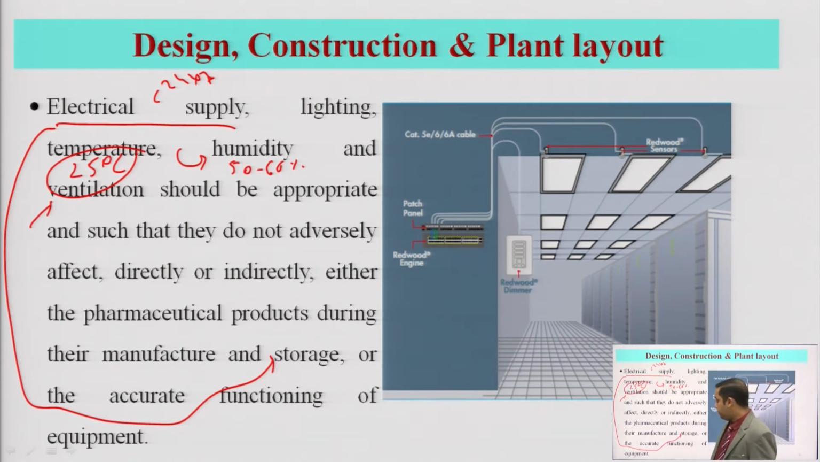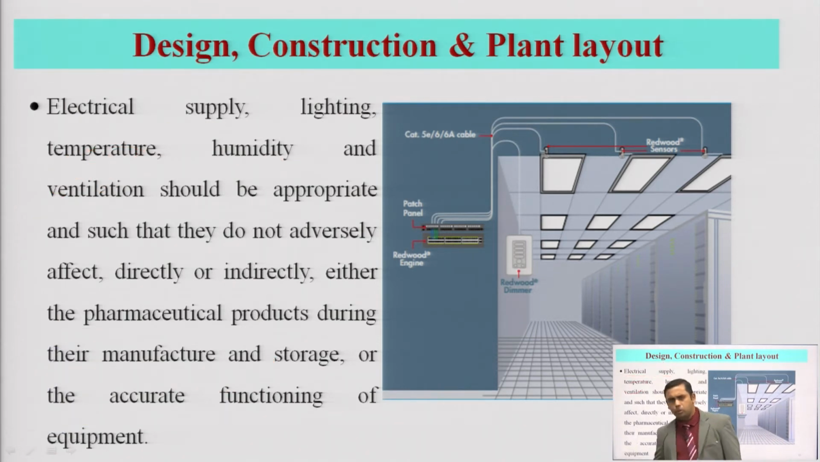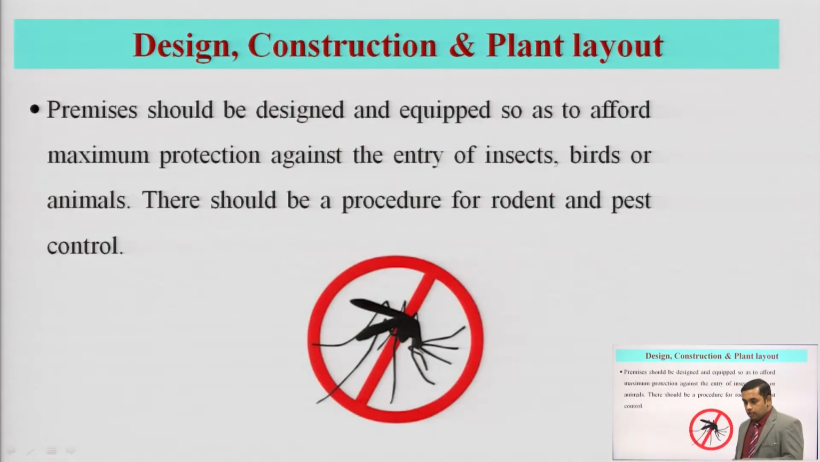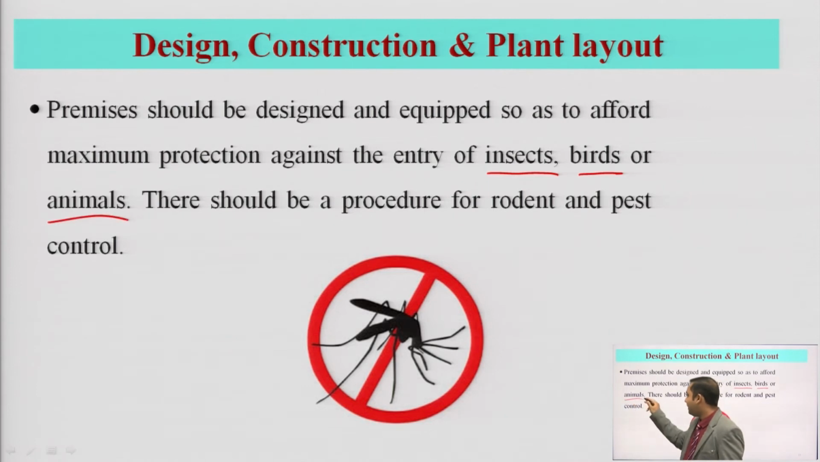Okay. Many times we have seen that due to power cut or lack of power, when they failed to get proper electricity, whatever product was in storage got melted or altered due to high temperature. Then, premises should also be designed and equipped so as to afford maximum protection against the entry of insects, birds and animals.